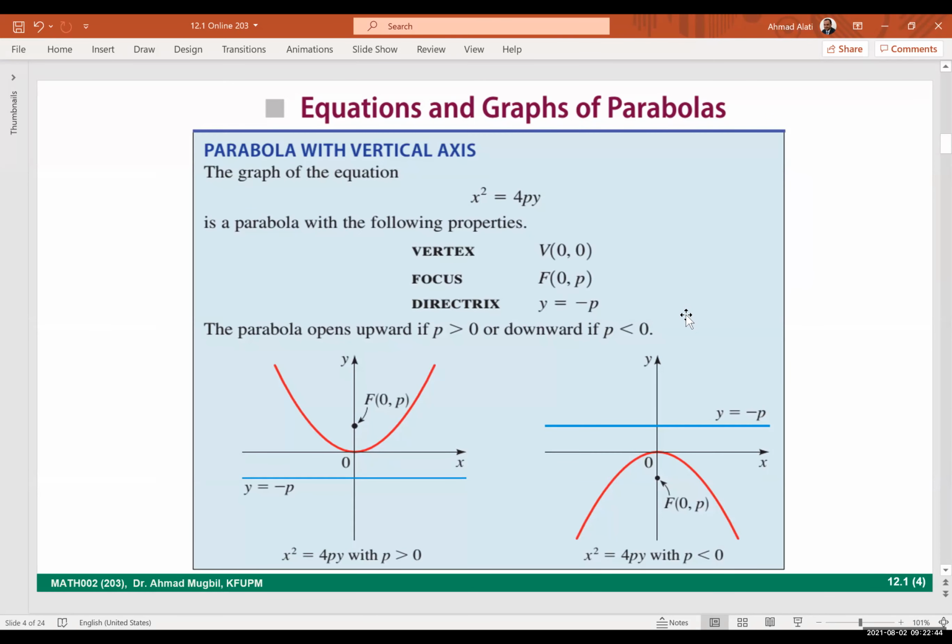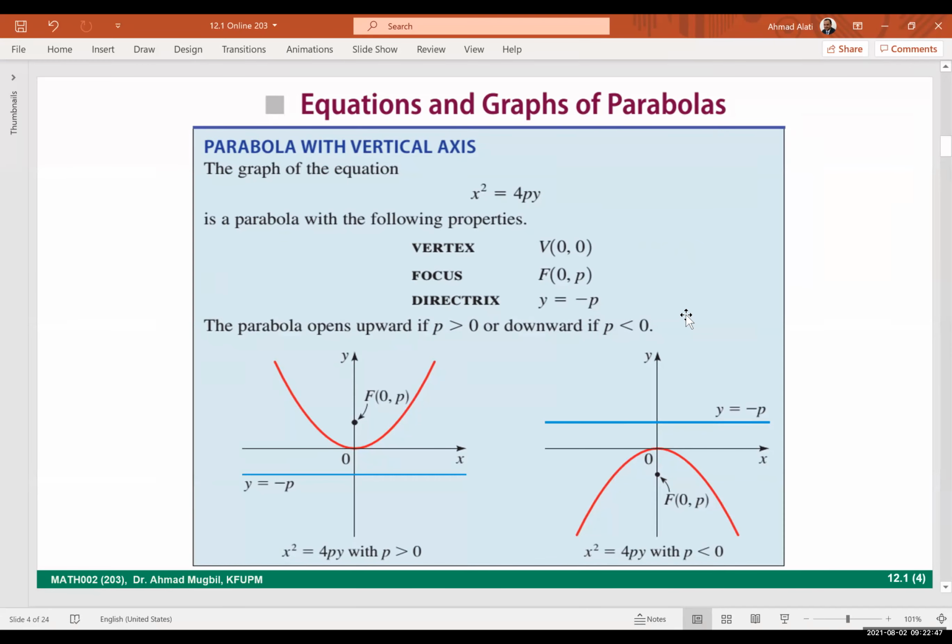We classified them in our previous class into two types. We call these vertical parabolas when they open up or down. We started with the unshifted case, when the vertex is at the origin, 0 and 0. Always the focus is inside the parabola. This is the case when p is greater than 0, and this is when p is less than 0. Notice that the focus is 0 and p. The directrix is y equals negative p.